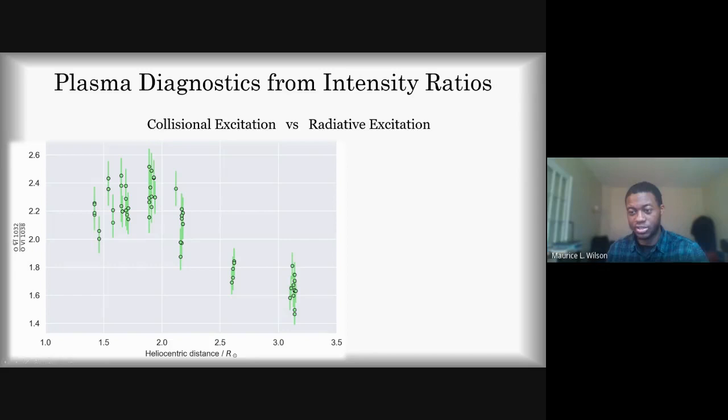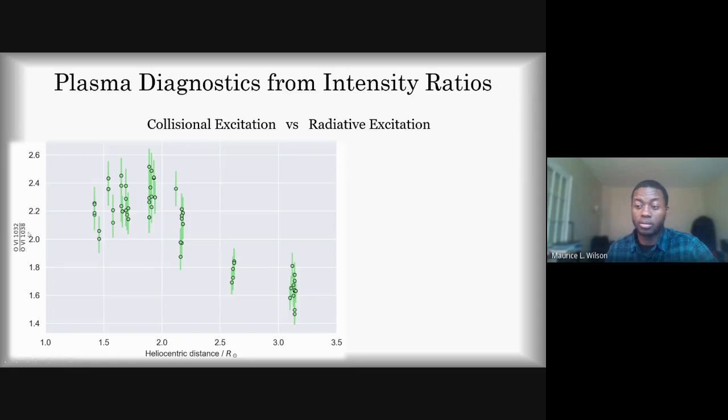So with intensity ratios, this is what I mean. The oxygen 6 1032 line, I already showed you the light curve for that, divided by the 1038 line, and it usually hovers around 2.0. That's not due to astrophysical information at all. That's just due to atomic physics, the oscillator strengths of these two transitions within oxygen 6, which are just a factor of two different. So it's actually just atomic physics models that describe why the intensity ratio usually hovers around 2.0.